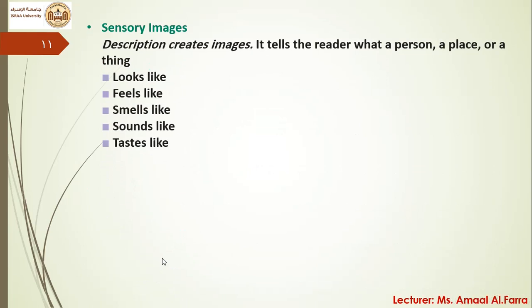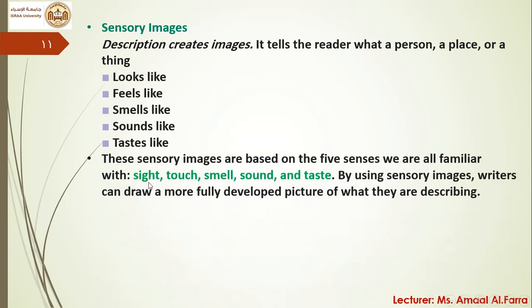Okay, so the first device was that we have to add a dominant impression. Now, another device is called sensory images. Description creates images. It tells the reader what a person, a place, or a thing looks like, feels like, smells like, sounds like, tastes like. And all these are related to our five senses. They are related to sight, touch, smell, sound, and taste.